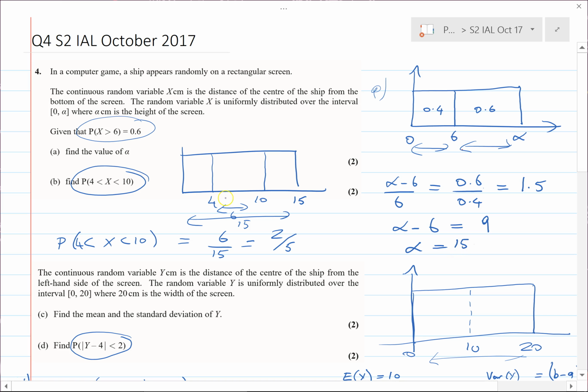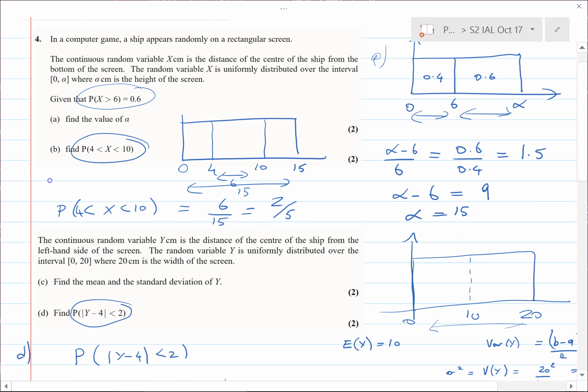Once we've done that, it's even easier to work out the probability that x lies between 4 and 10, because we now know the value 15 here. So again, I've used ratios rather than mess around with a PDF. The length from here to here is 6, so that's divided by 15, which is the length from 0 to 15. Okay, so that's part B.